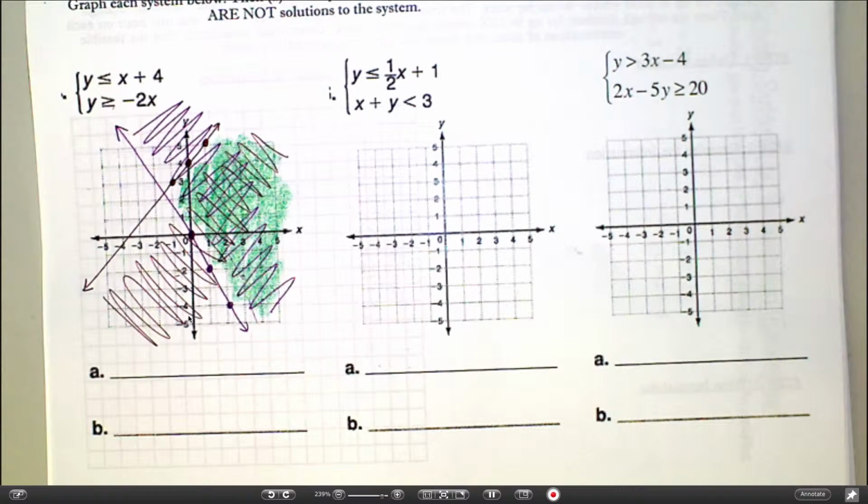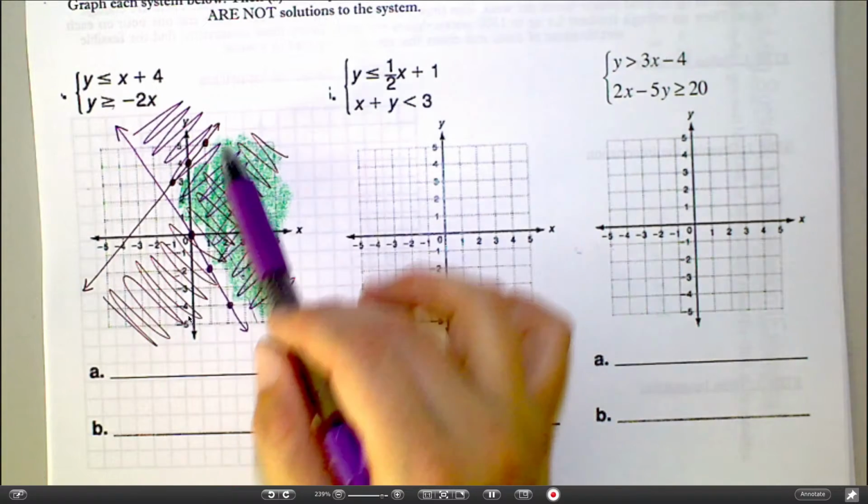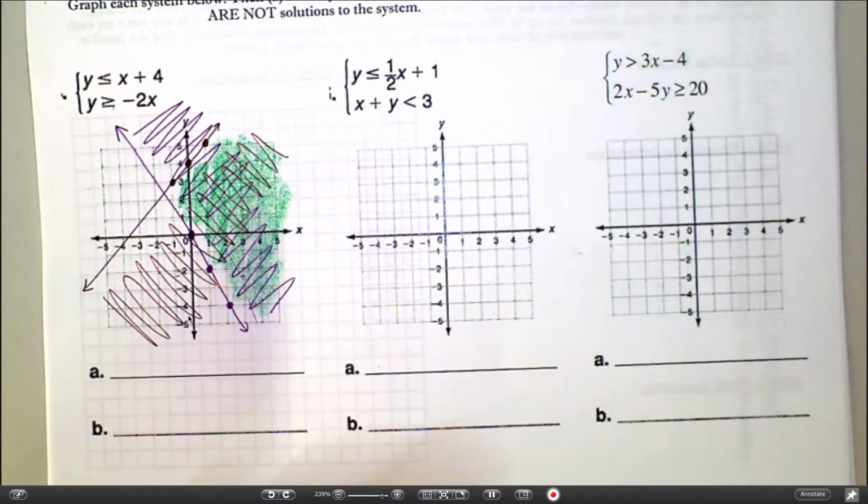Is that all we're doing today? Then what do we do with A and B? I'm going to show you. Okay, so you're double shading this region because this is the one that got shaded both times.